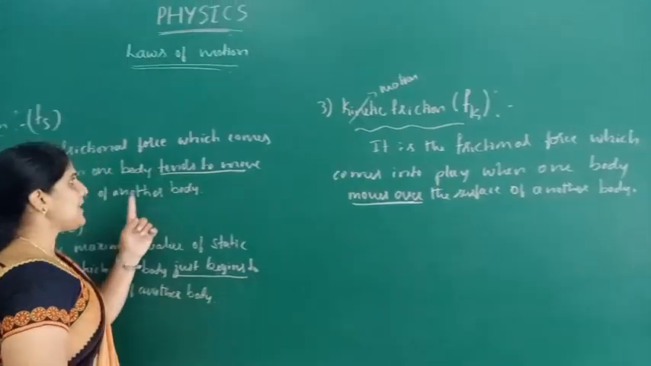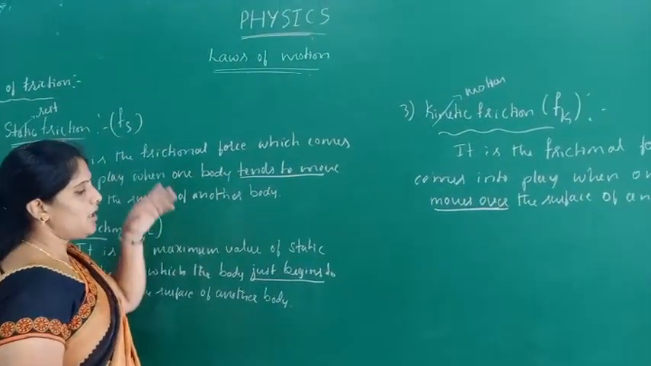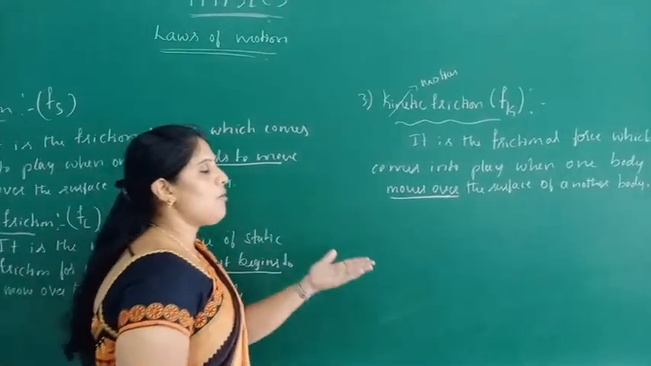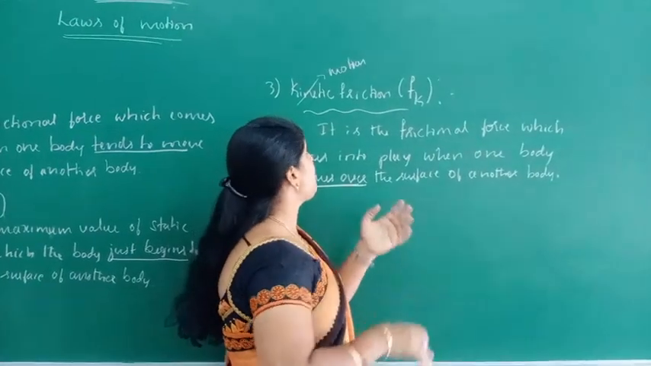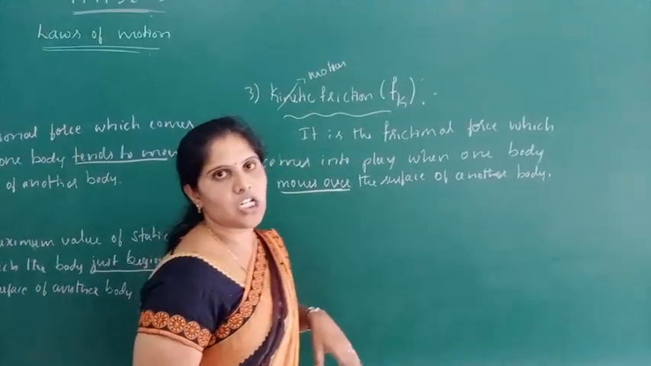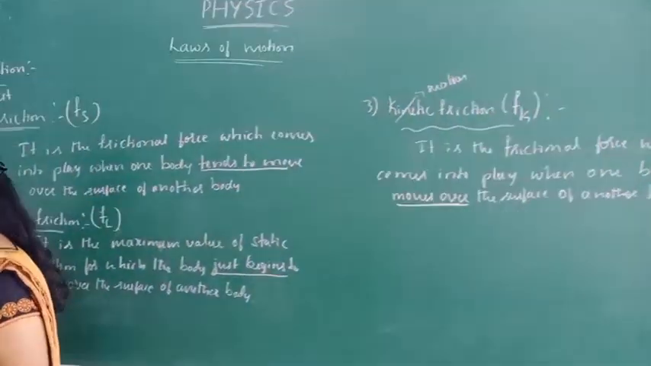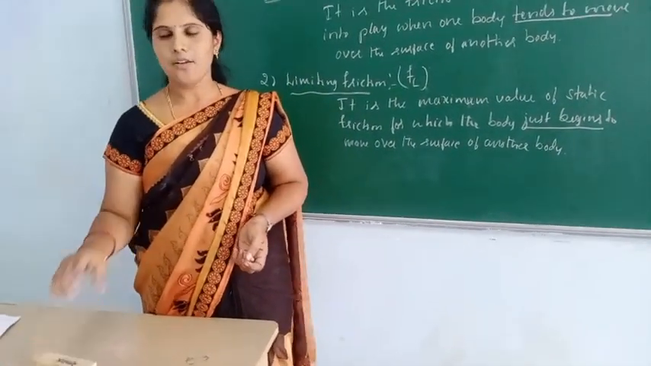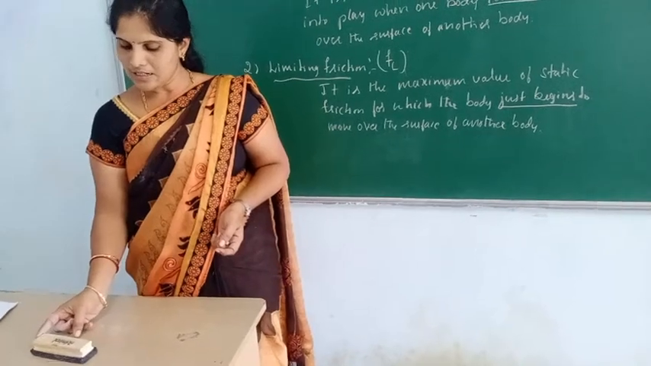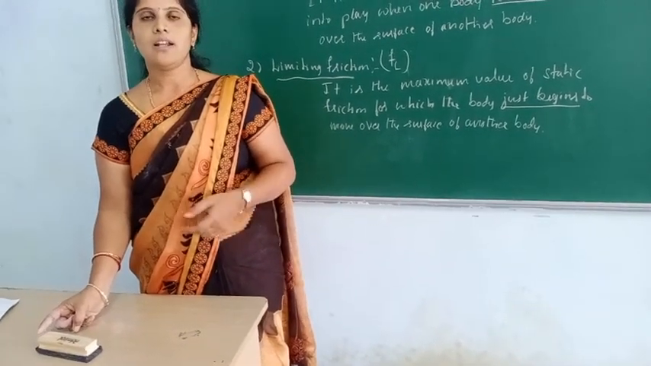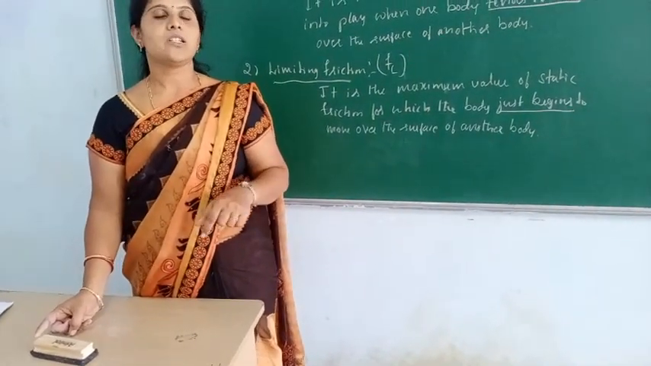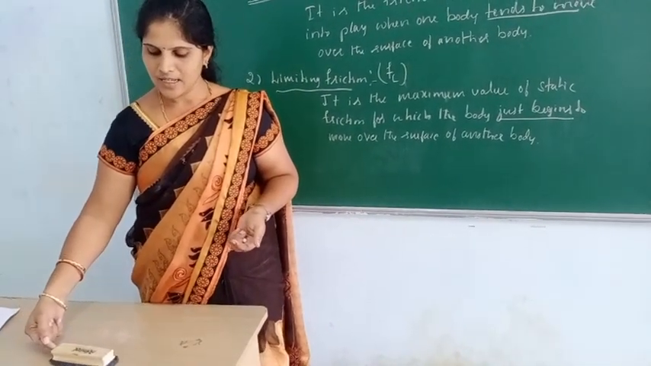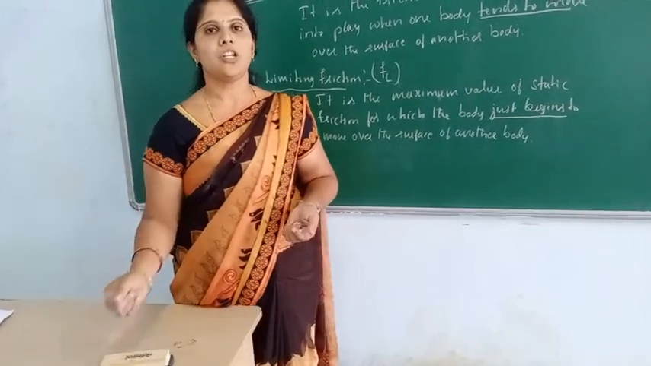If the body is at rest, then it is static friction. If the body just begins to move, then it is limiting friction. If the body moves over the surface of another body, then it is known as kinetic friction. For example, here the duster is at rest. This is static friction. If the duster just begins to move under the application of external force, it is limiting friction. If this duster starts moving like this, it is kinetic friction.